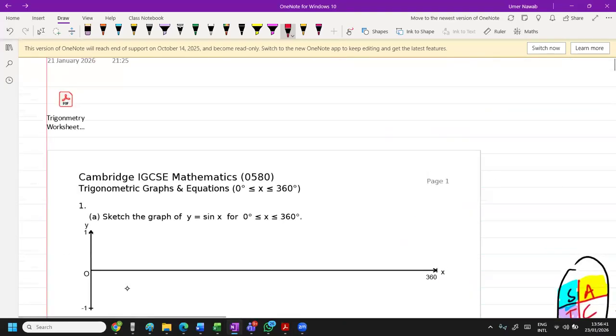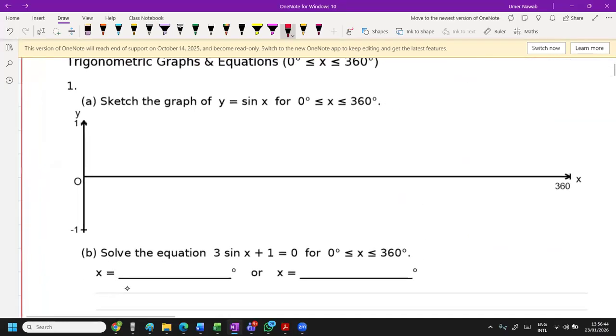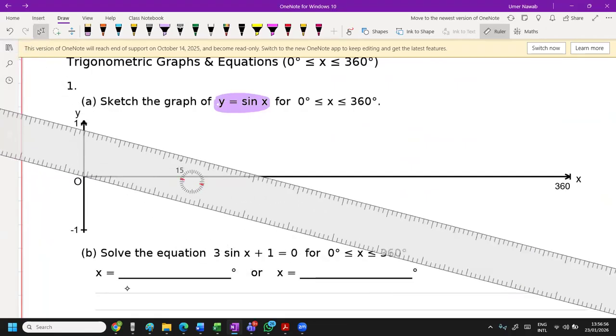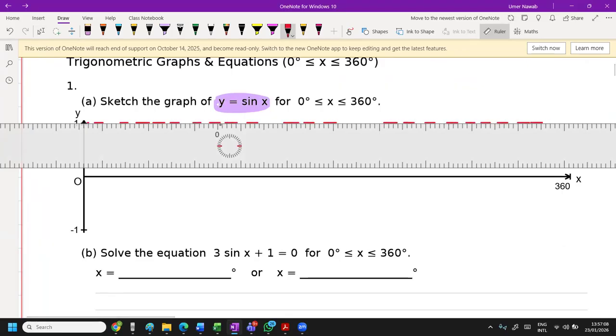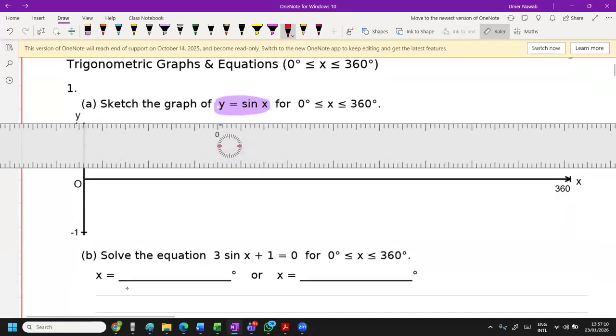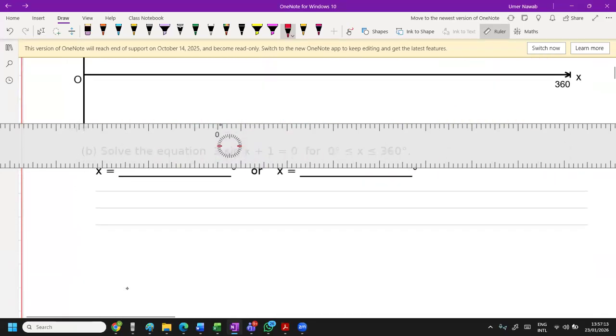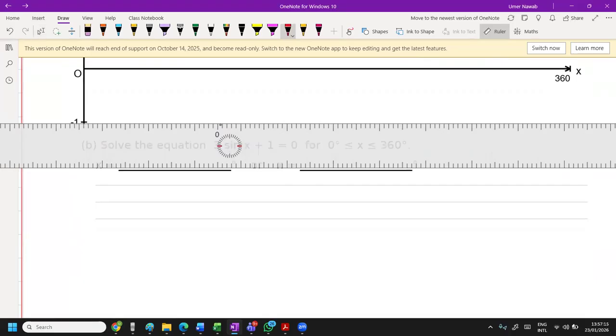Now we are ready to start solving the sheet. First, we need to sketch the graph of y equals sine of x. At first, my dear friends, you need to take your ruler and draw your boundary horizontal lines. The y equals 1 line, and also you need to draw your y equals minus 1 line.